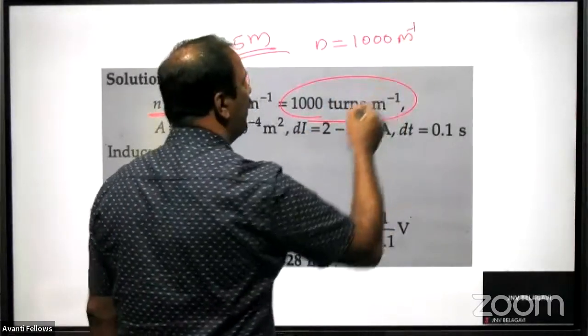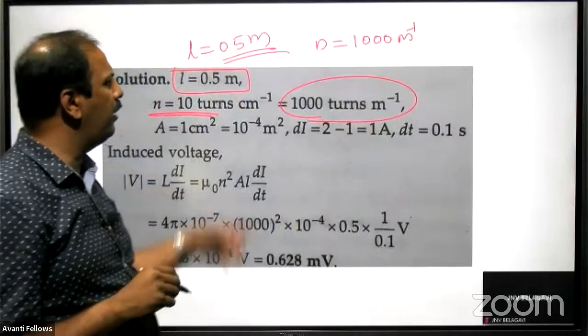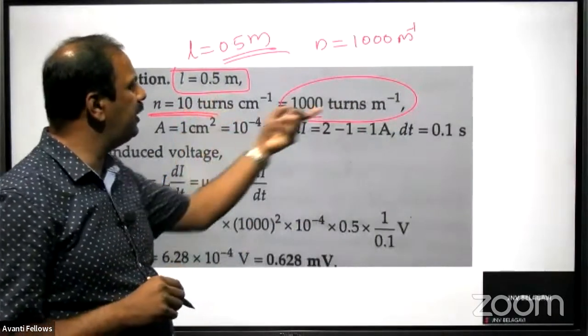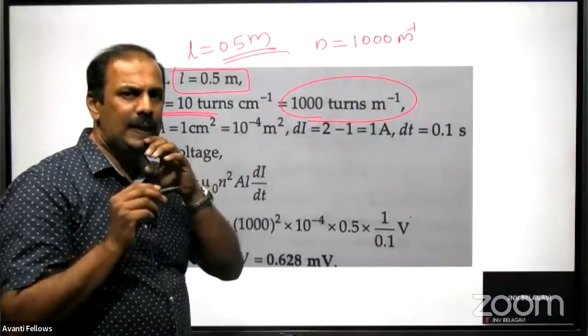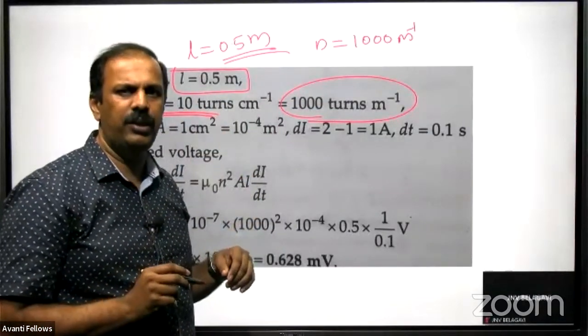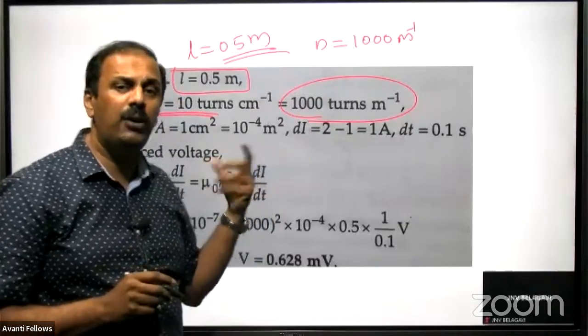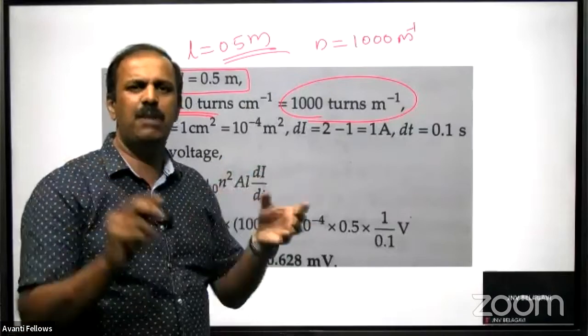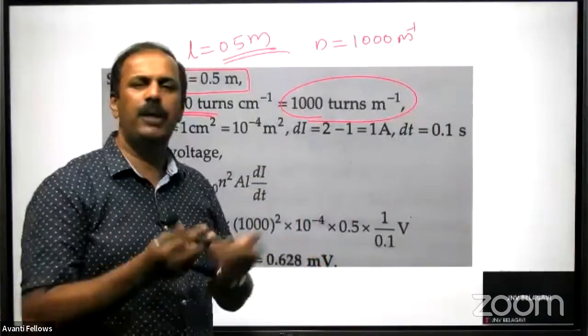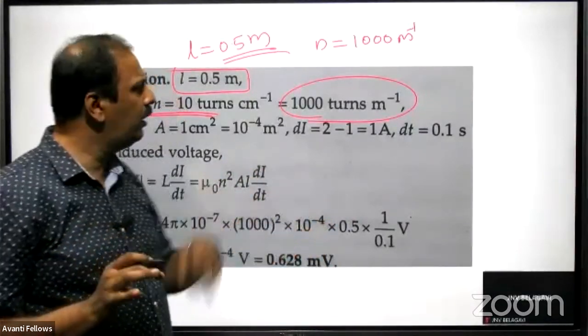That is, meter raised to the power minus 1. This is the place where you will get confused, because it is given in centimeter. You may want to do it in centimeter, but it will not work. So you have to do everything in SI units. The only place where you can use another unit is when a temperature difference comes, where you can use degrees Celsius. For everything else, you have to use SI units only.